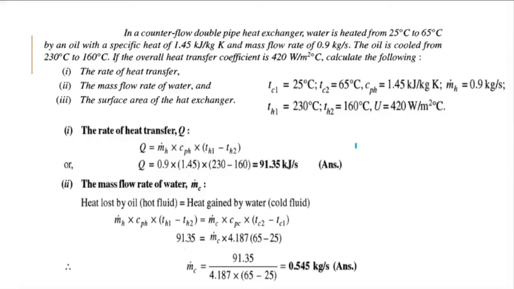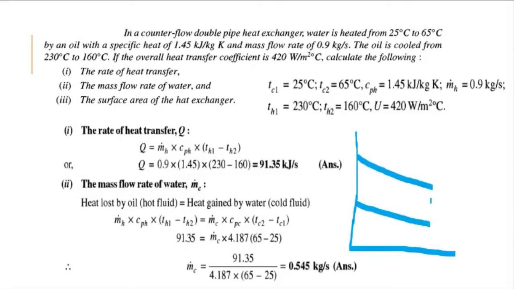What is theta1 value equal to? TH1 minus TC2, that's 165 degrees Celsius. Okay, good. Theta2 is 135 degrees Celsius. Fine. So find theta m.